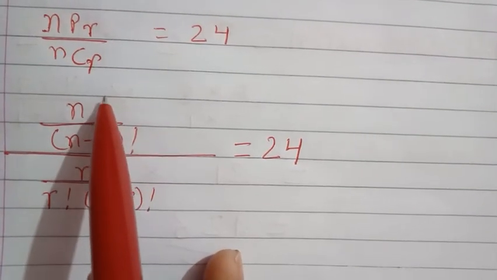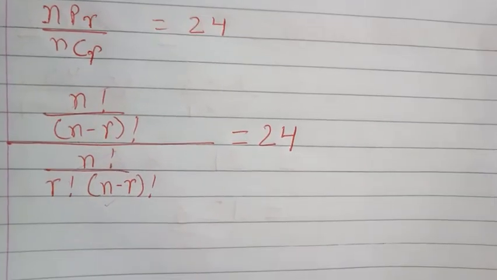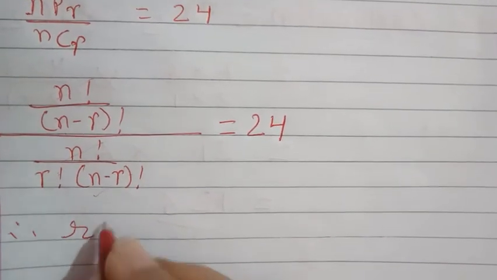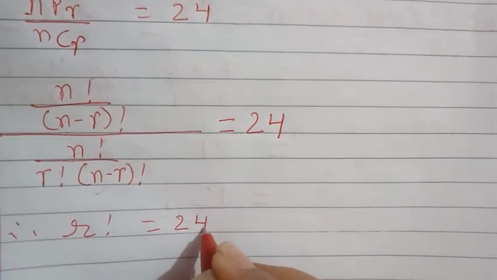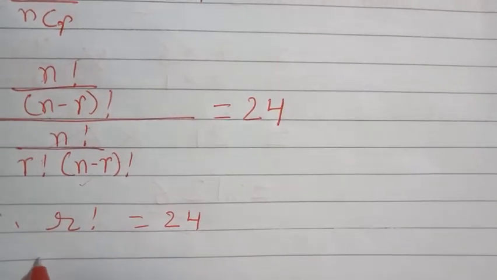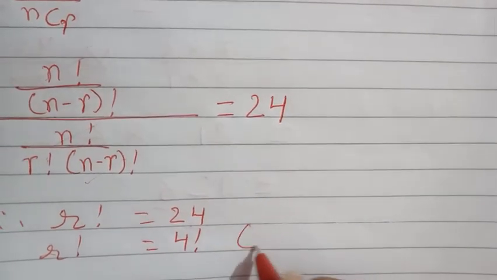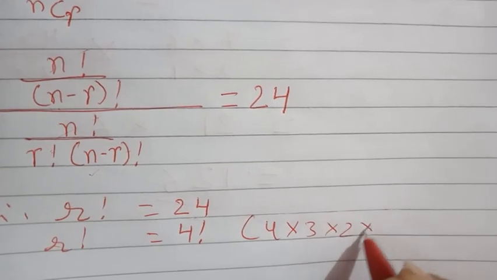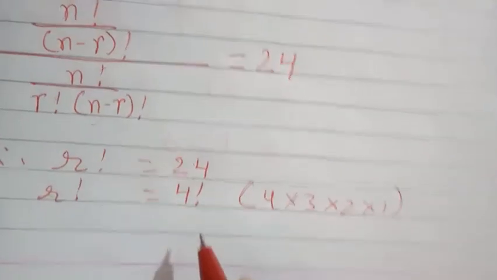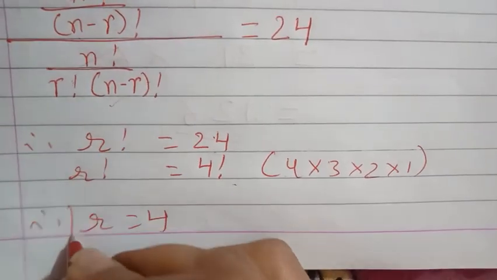Now here we can cancel, right? n factorial, n minus r factorial. So what will be left? r factorial. So therefore r factorial is equal to 24. Now if we bifurcate here, r factorial is equal to 4 factorial, because 4 into 3 into 2 into 1, 4 into 3 is 12, 12 into 2 is 24. So 4 factorial is equal to 24. So r factorial is equal to 4 factorial. Therefore the value of r is 4 here.